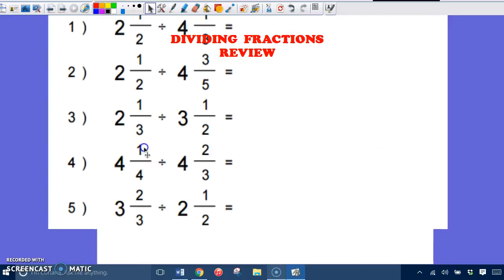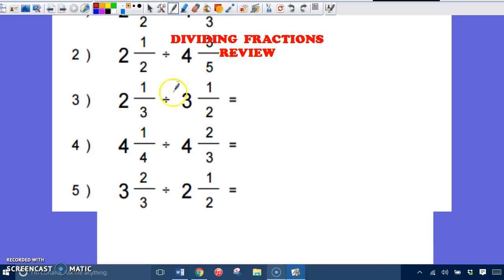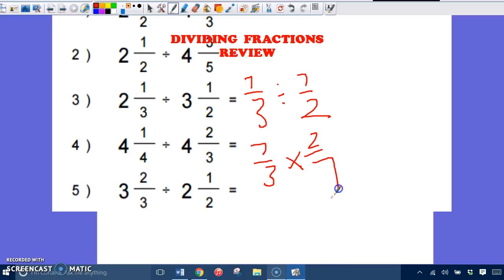Now I'm on number 3. 2 times 3 is 6 plus 1, 7 over 3. 3 times 2 is 6 plus 1. Guess what? 7 over 3. 6 plus 7, 7 over 2. Almost thought it was the same thing. Keep the first one the same, change it to multiply, and flip.